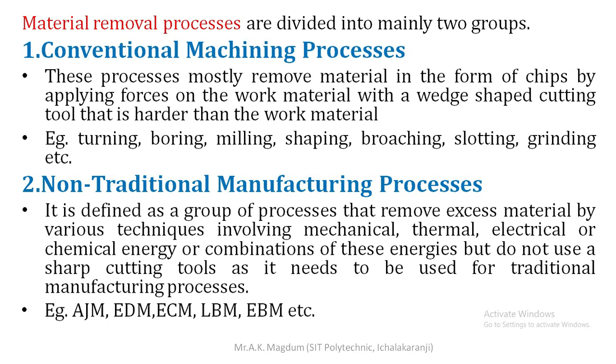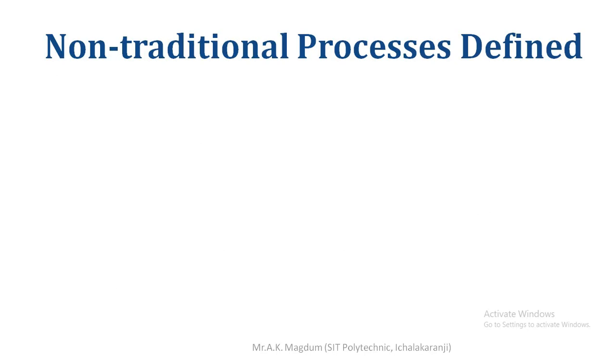This is very useful for various machining of components. Examples of non-traditional machining are abrasive jet machining, EDM, ECM, LBM, EBM, etc. So many non-traditional manufacturing processes are also used in various industries for various applications. We will discuss them one by one according to our syllabus. So these are the different material removal processes.